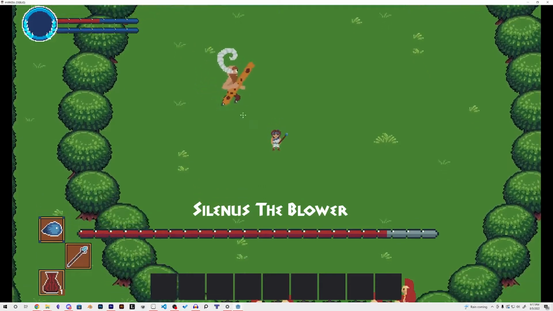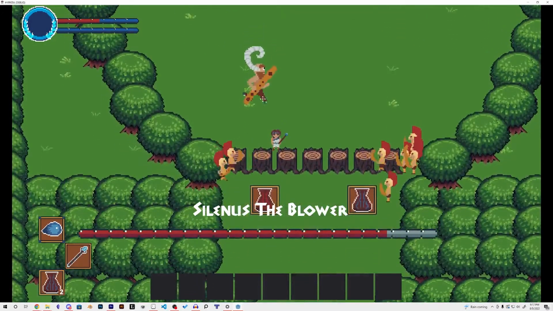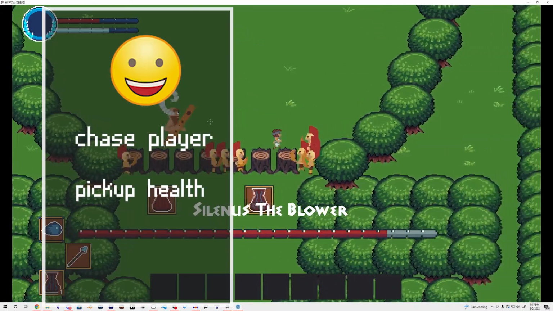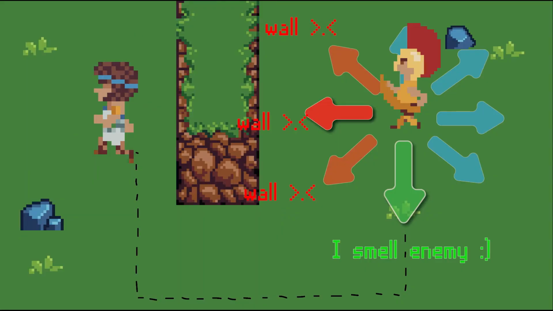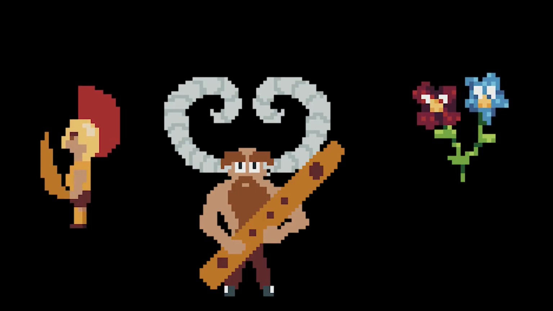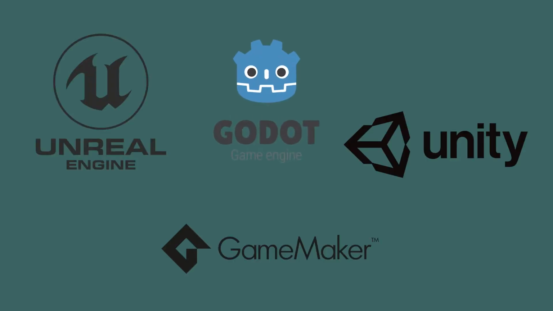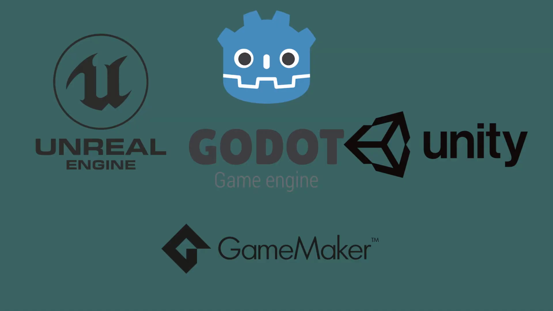So, in this video, we will discuss how to make an intricate AI that takes into account all desirable and undesirable locations and makes a decision based off these parameters. This method is also reusable and can be easily tweaked and customized for various enemies. Lastly, the explanation I'm going to give is engine independent. I used Godot to implement, but we will be discussing the idea behind it, not much code.